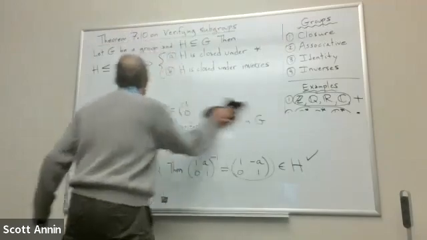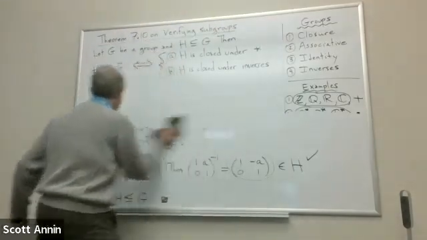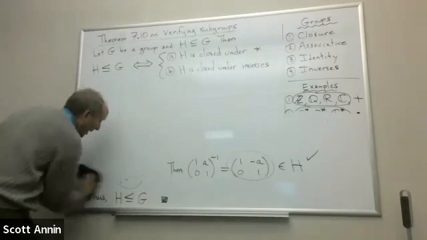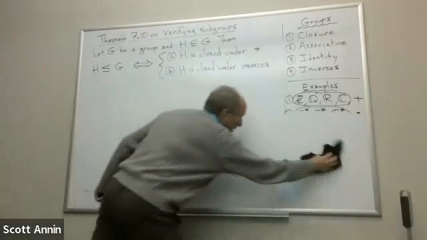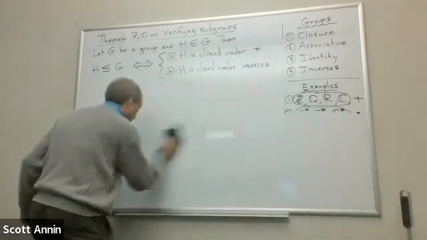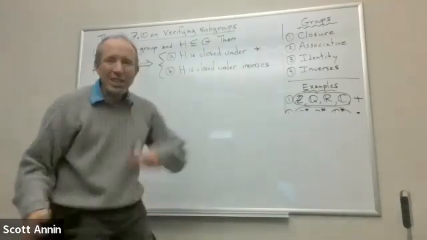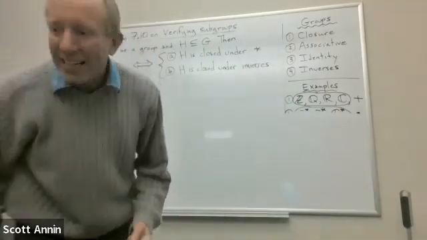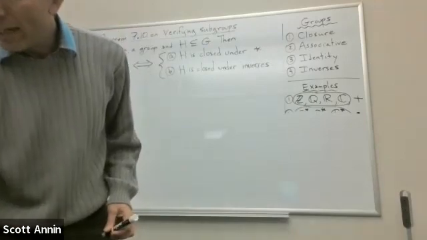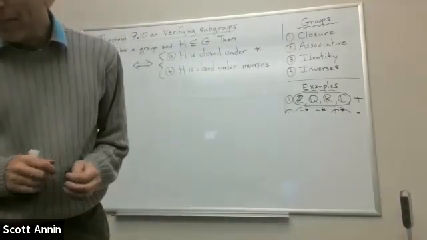And so that's the main point that this theorem is trying to help us with. It's giving us a nice shortcut, sort of acknowledging that associativity doesn't need to be checked. And really, we don't even need to check the identity element.